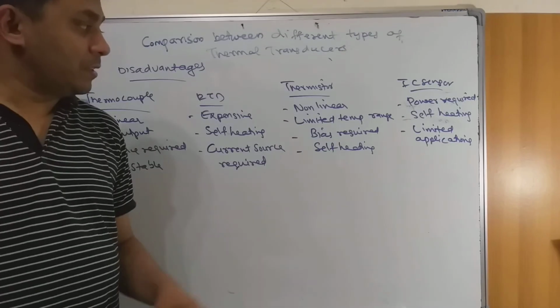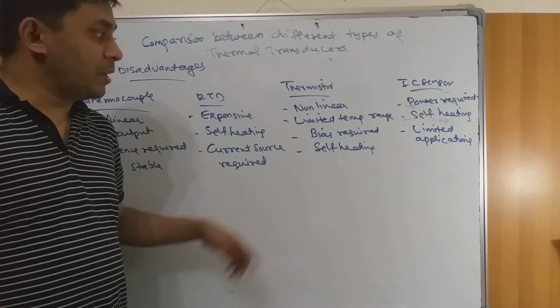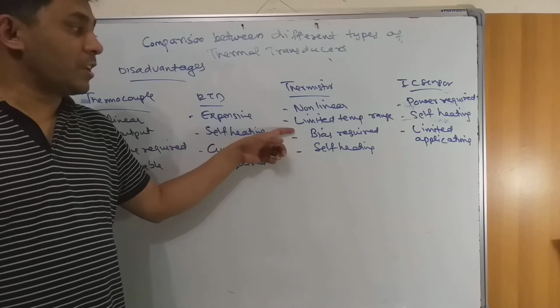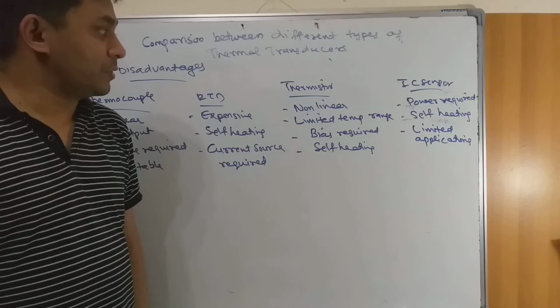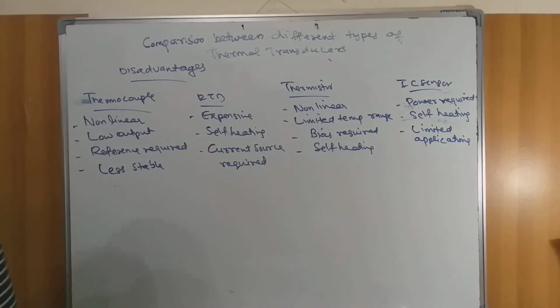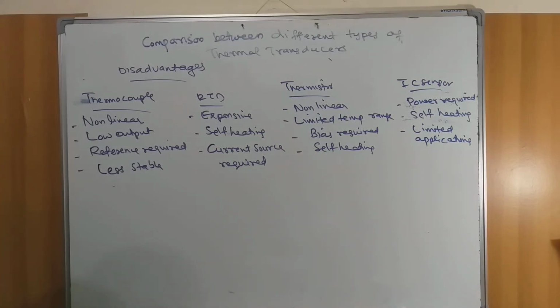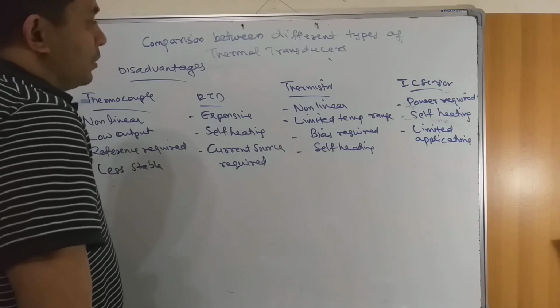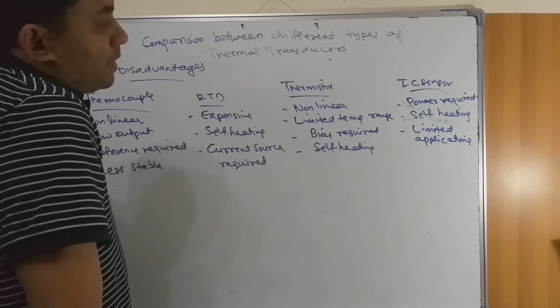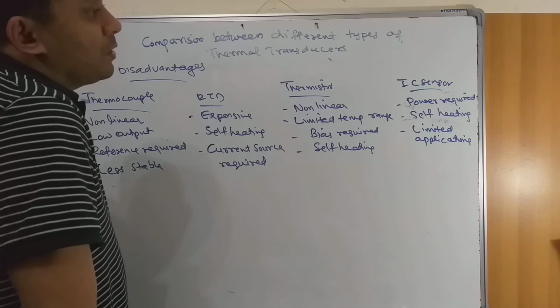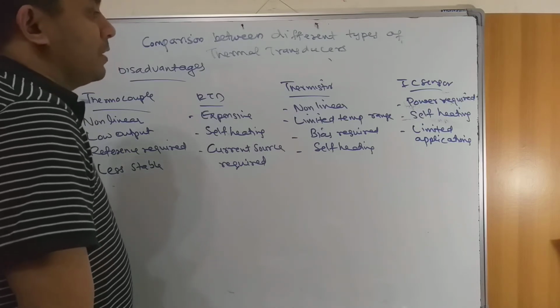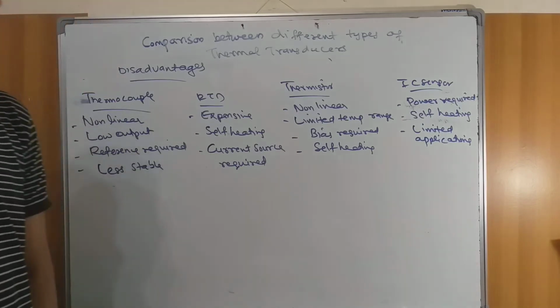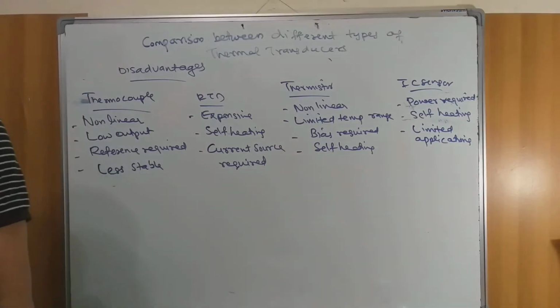Because of the thermistor's nonlinear relationship and limited temperature range, it cannot be used widely, because of the nonlinear nature of the graph. Bias required. It needs some external power source, so the bias is required. Self-heating is also another issue associated with the thermistor. IC sensors: power or bias required. Self-heating is an issue, and IC sensors are used for very limited applications.